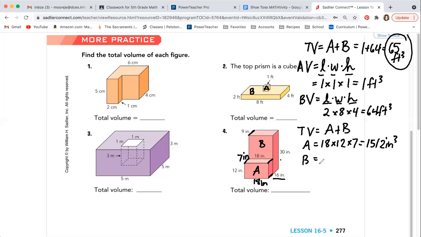Okay, what about shape B? What's the length? What's the width? What's the height? So this one's going to be bigger, right? Length, width, height. Do we see all of those dimensions there? Yes. All right, let's multiply that. 30 times 18 times 9. Did we get 4,860? Yes. So 4,860 inches cubed. Well done.